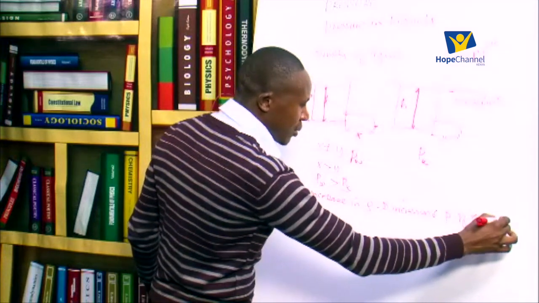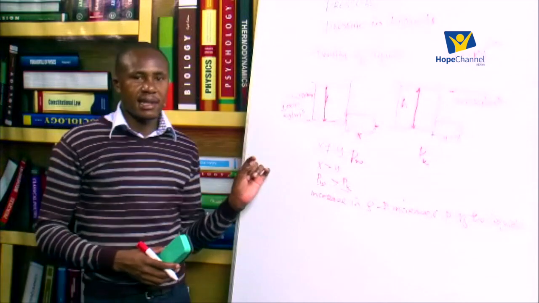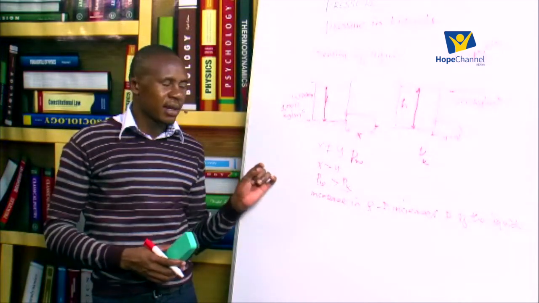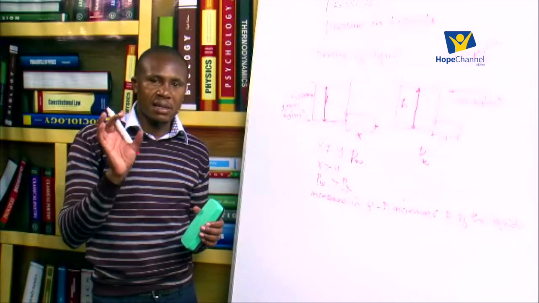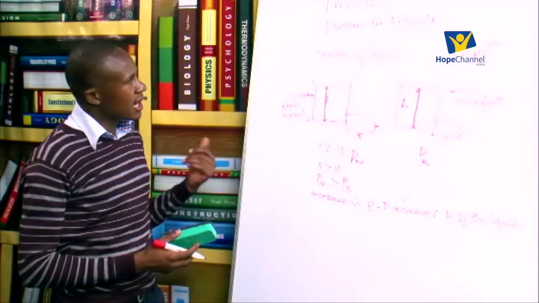So if we are going to have different liquids, then the liquid whose density is more will be having a greater pressure at a given level below the surface of that liquid. Now, that is what we have.